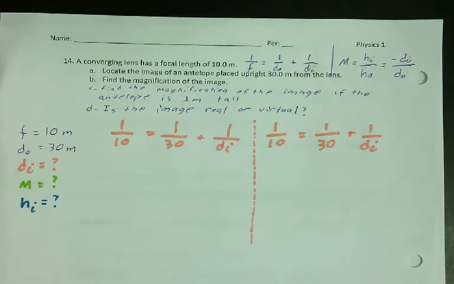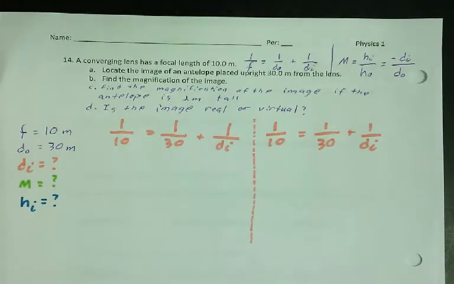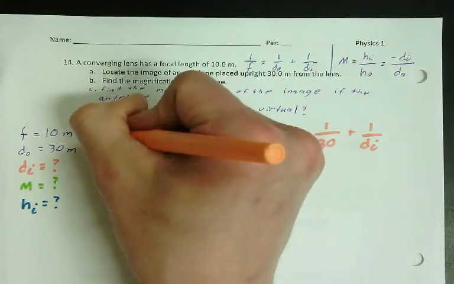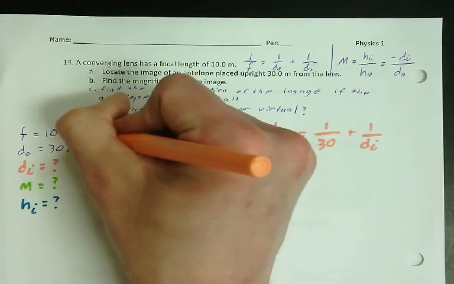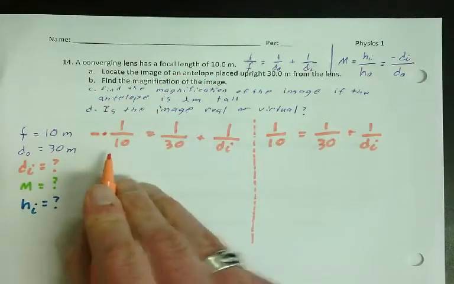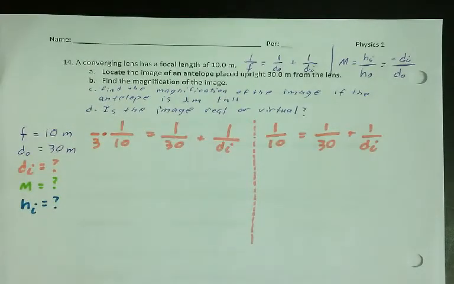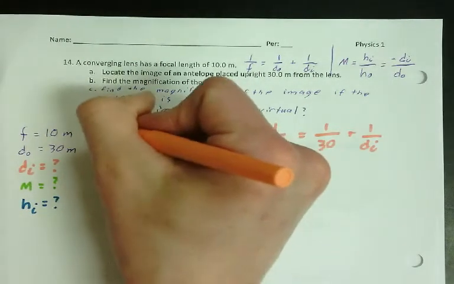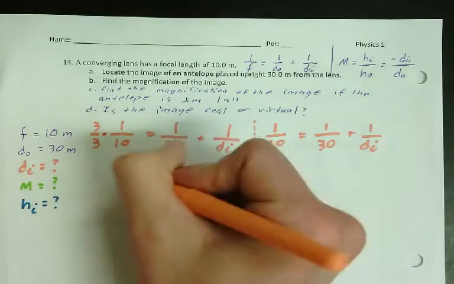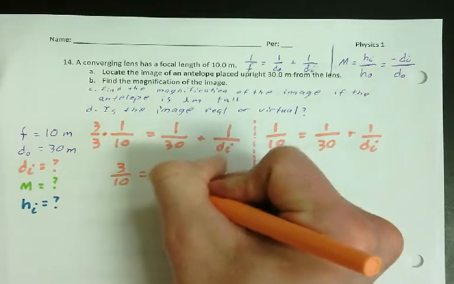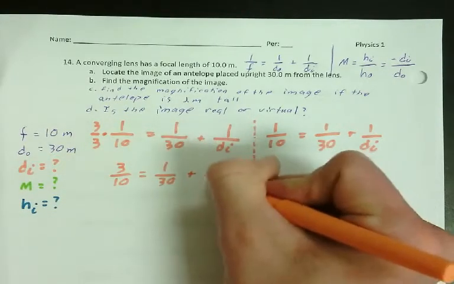All right. I need a common denominator between 10 and 30. Luckily, the common denominator between 10 and 30 is 30. So what do I need to multiply the bottom by in order to get 30? Well, 10 times 3 is 30. Now, the top is like a jealous sibling. If you get one thing, they got to get the same thing. So if I did 3 to the bottom, I got to do 3 to the top. That makes this 3 over 30 equals 1 over 30 plus 1 over di.